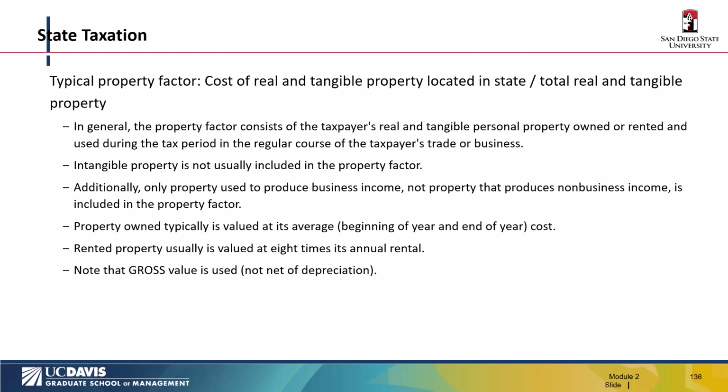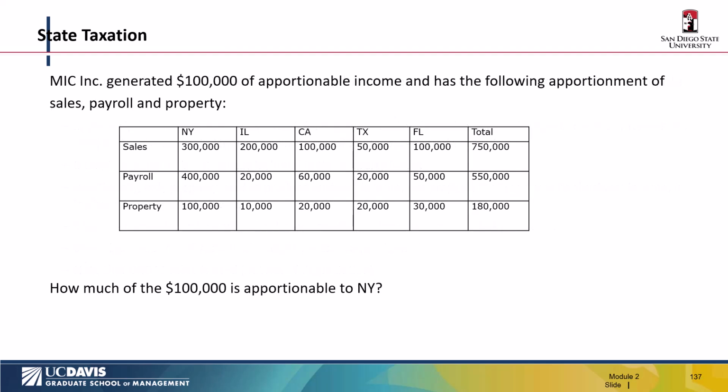We do not depreciate this now. So MIC generated $100,000 of apportionable income, and has the following apportionment of sales, payroll, and property. So we've broken down the three factors. Here's how much sales into every state, payroll into every state, and property in every state. So how much of that $100,000 of apportionable income under New York rules is going to go to New York?